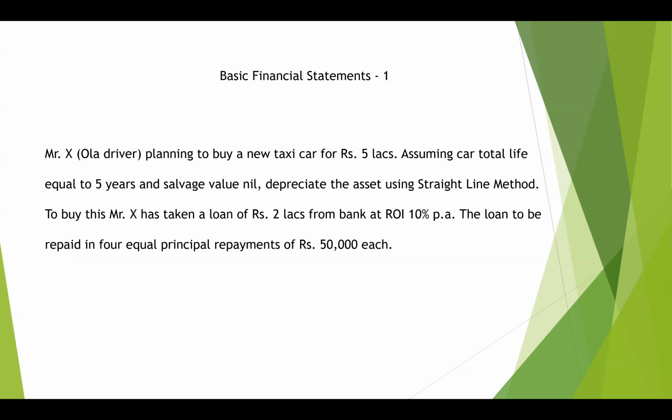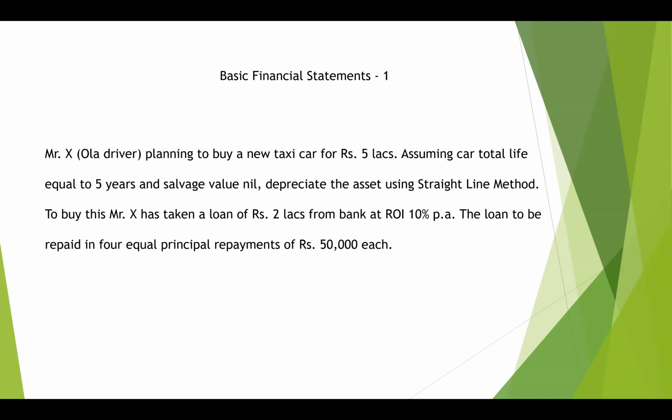To buy this car, Mr. X has taken a loan of rupees 2 lakhs from the bank at a ROI of 10% per annum. So it is a 5 lakh car. He is introducing 3 lakh from his own funds and taking a loan from the bank of rupees 2 lakh at a rate of interest of 10% per annum.